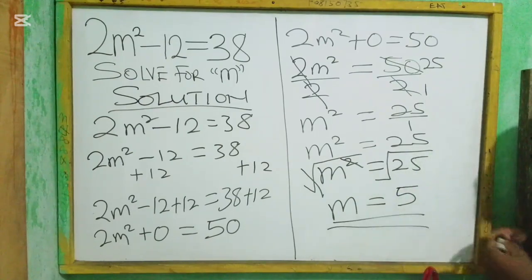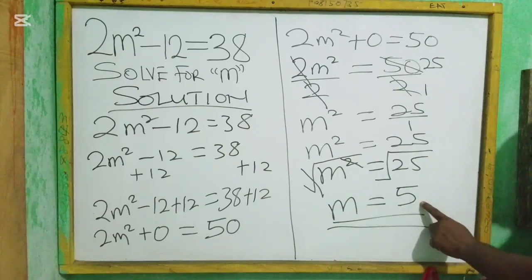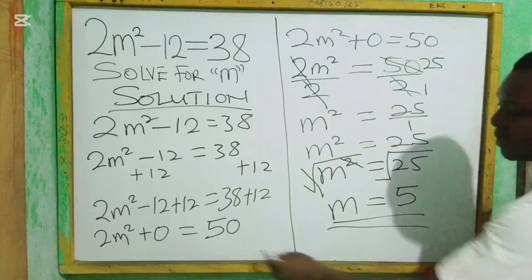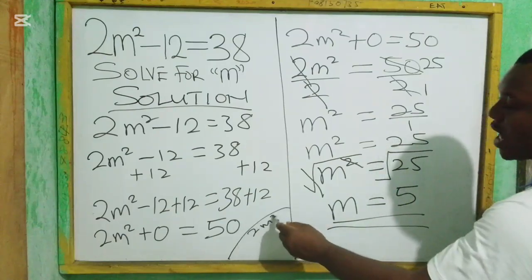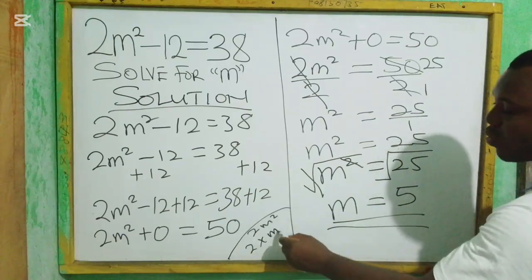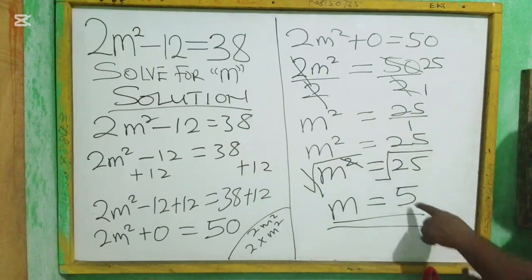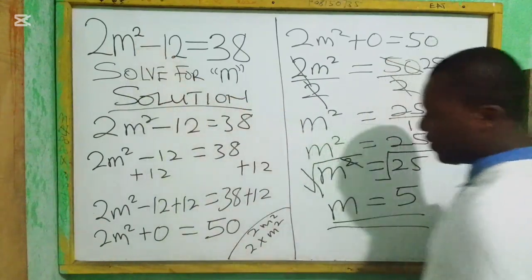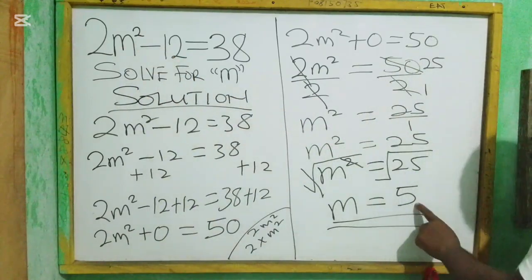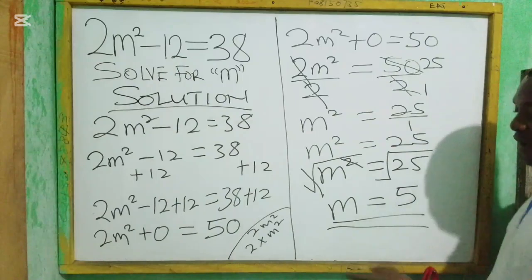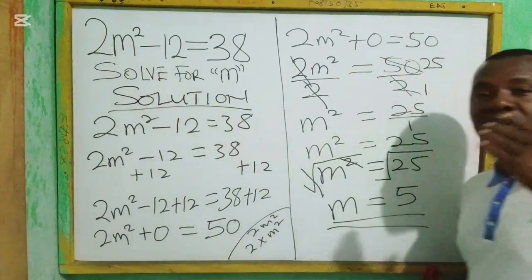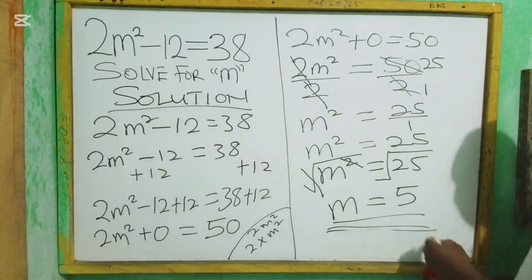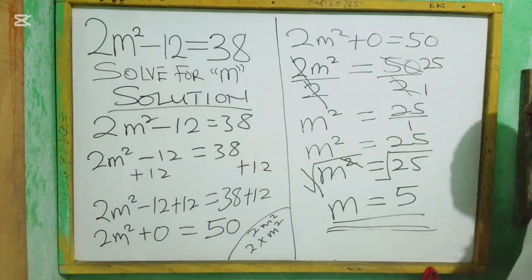When you want to prove it, just with your calculator, send this 5 to where this m is. I told you from the beginning that 2m squared means 2 times m squared. So the m is 5. When you send it there, we are going to have 2 times 5 squared, which will give you 25. 25 times 2 will give you 50. Minus 12 will give you 38. So finally, our answer is m equal to 5.